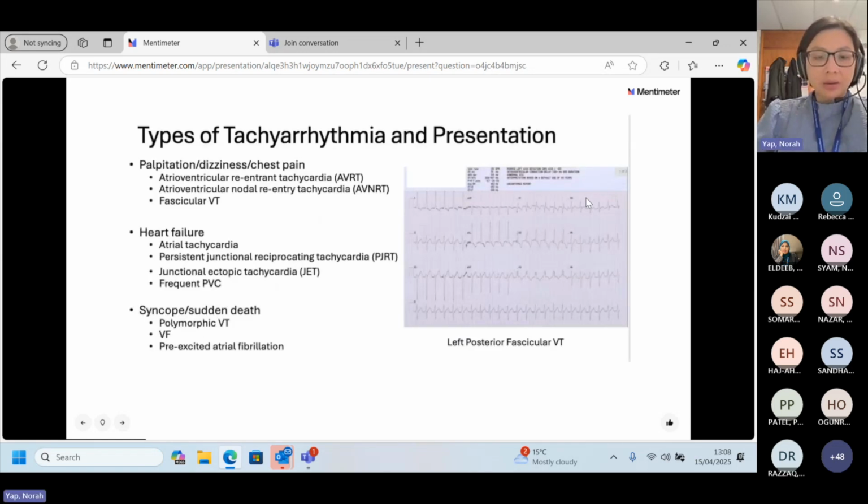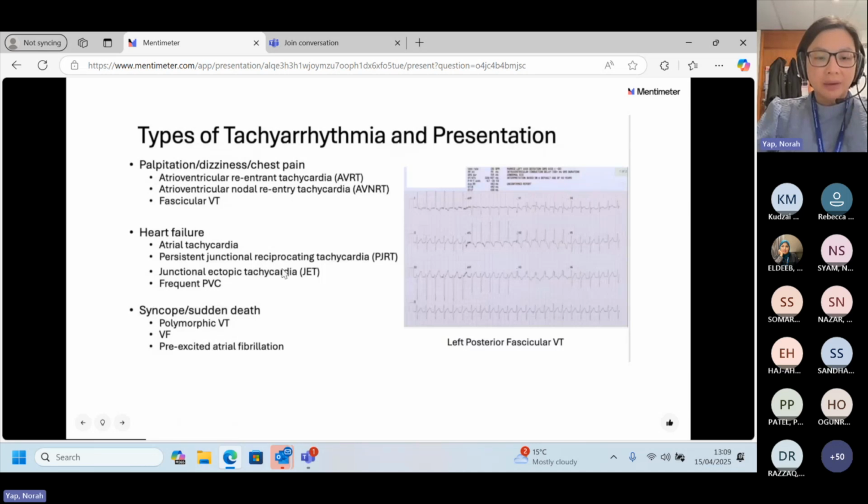Okay, so with regards to presentation, depending on the type of tachyarrhythmia, with the SVT or the reentrant tachycardia, the child usually will present with palpitation. They'll complain of palpitation. They'll say that their heart is beating fast or funny, chest pain or dizziness.